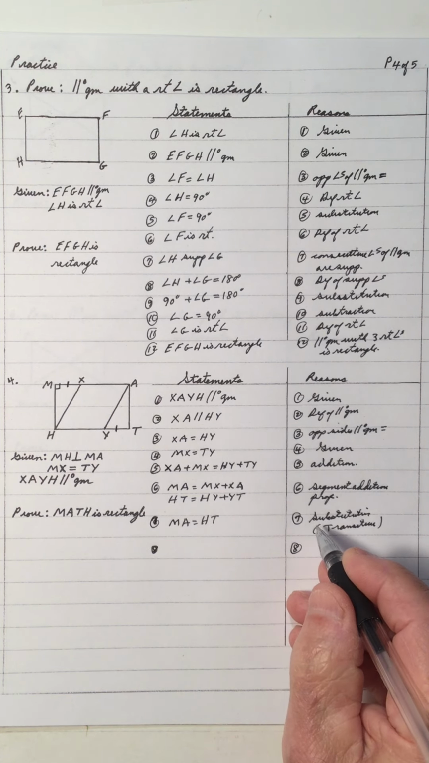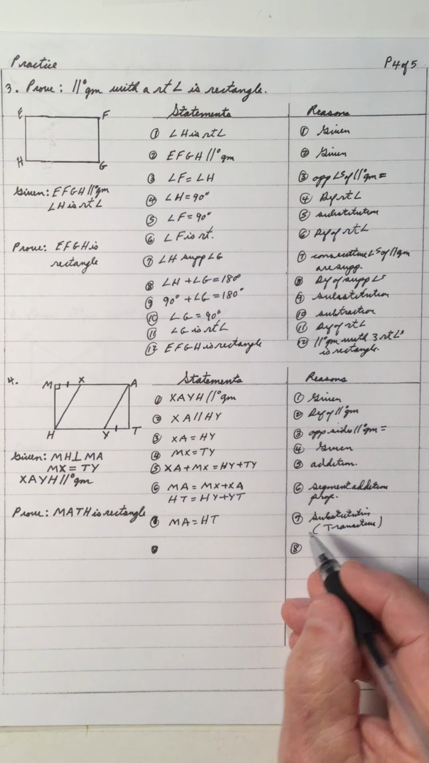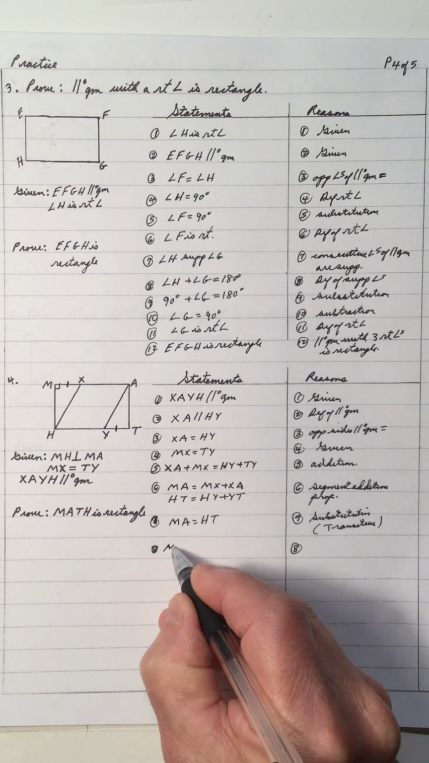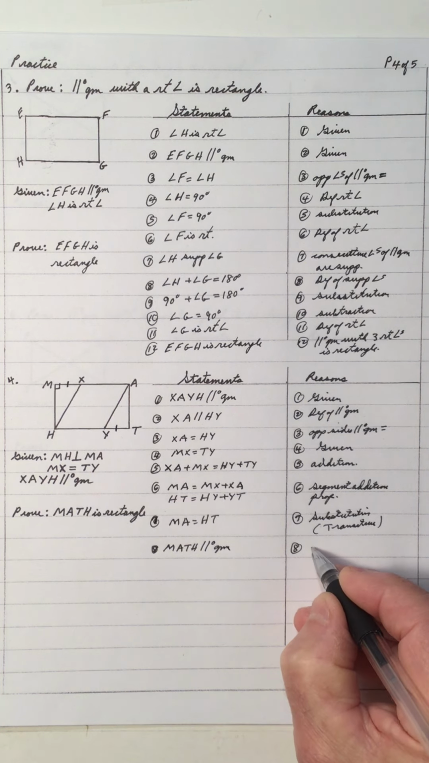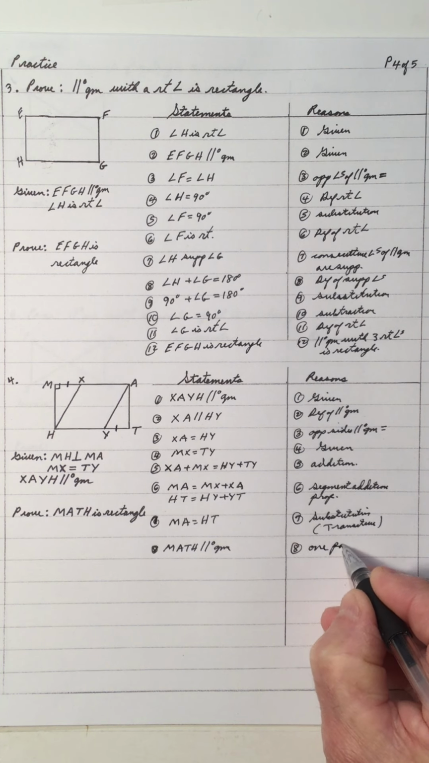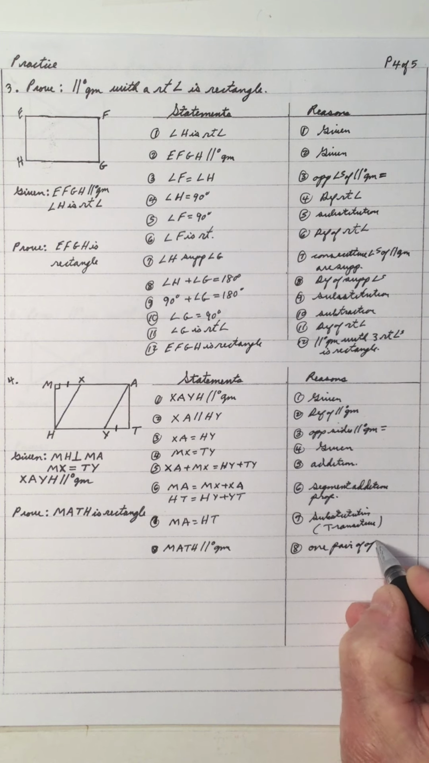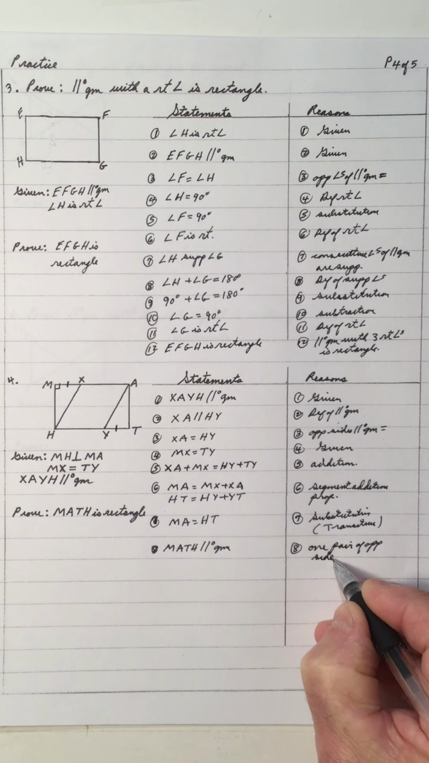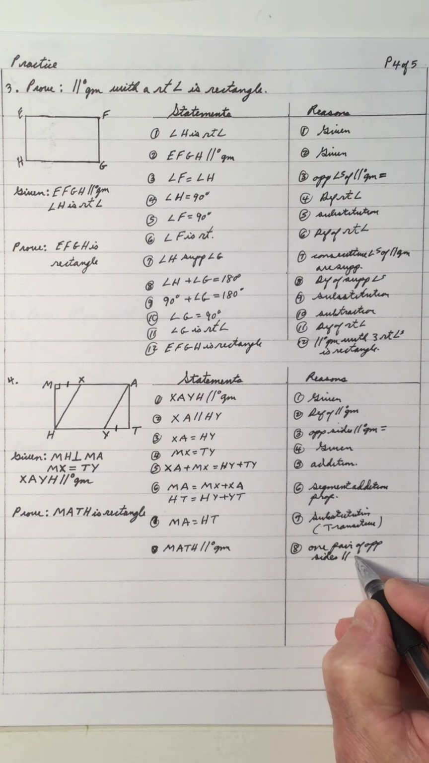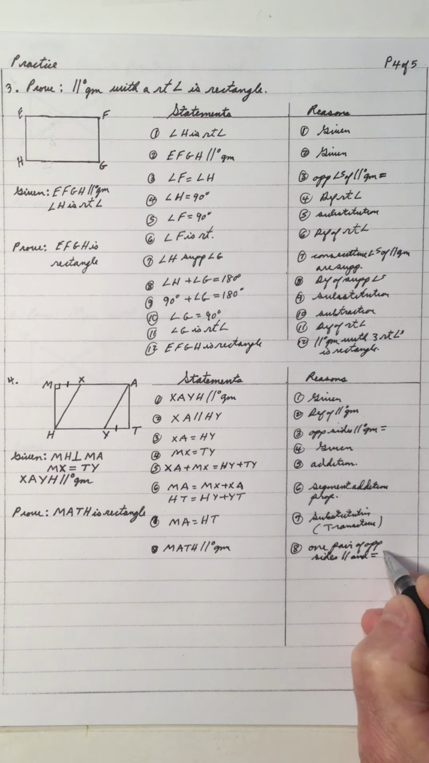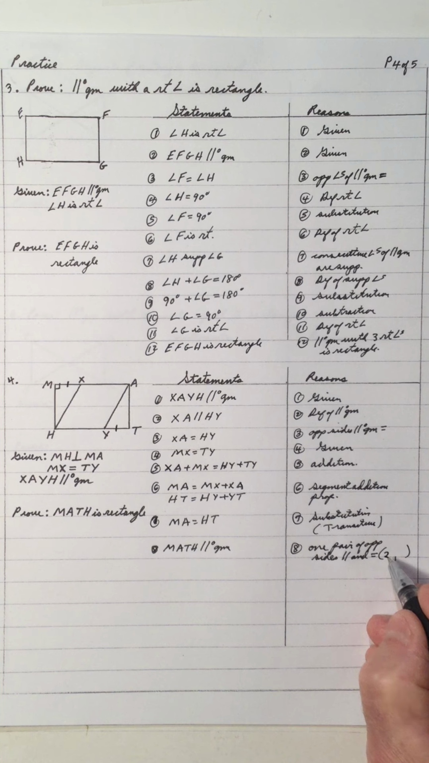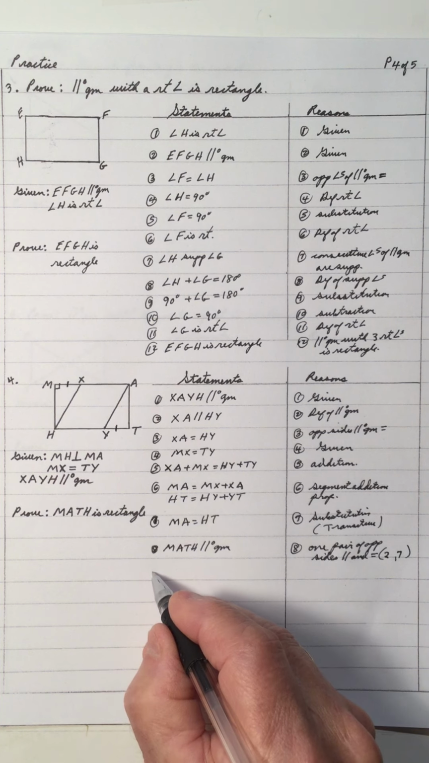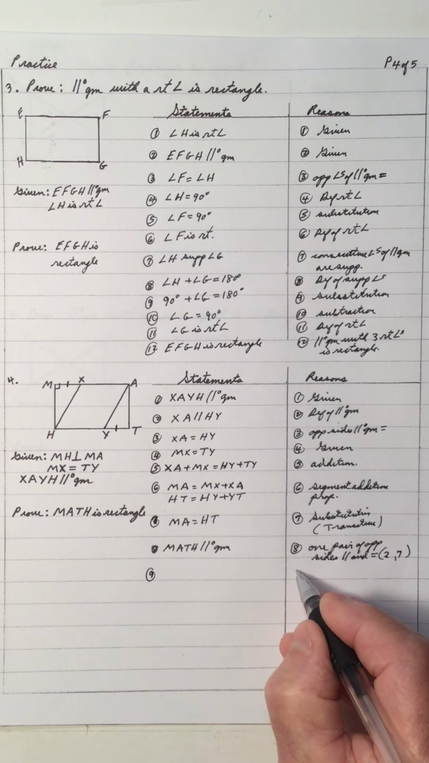Number 8, that means we have MATH is a parallelogram. We have one pair of opposite sides parallel and equal, and they're parallel in number 2 and they're equal in number 7. That's an 8, so let's do a 9.